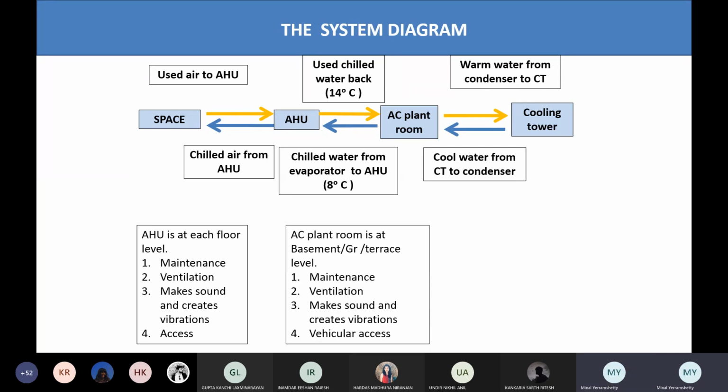AC plant room, we have done it, okay, but it also requires space. It can be at the basement, it could be at the ground level, and it could also be at the terrace level. But you know what will happen at the terrace level. That means whenever the building is done, then only the AC will come. You won't install the AC first.